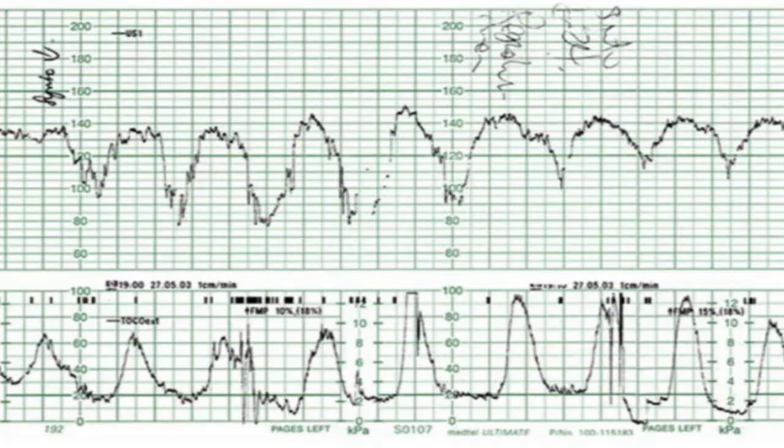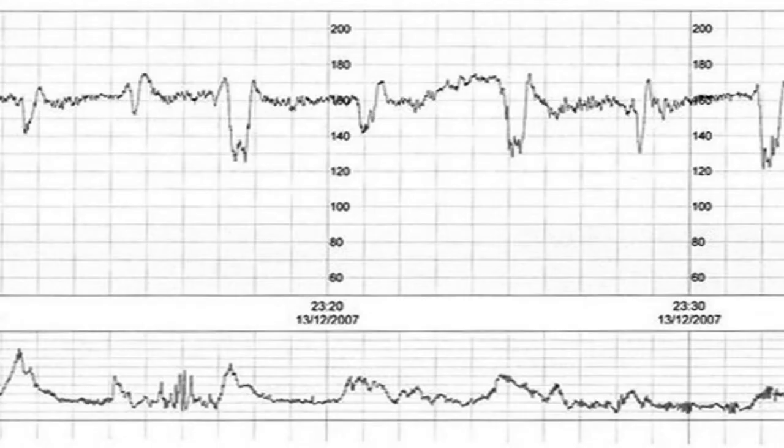And usually it's reassuring and does not indicate any abnormality in the baby. We have late deceleration, which starts after the end of the contractions. And we have variable decelerations. Variable decelerations are not related to the contractions. And usually late decelerations and variable decelerations are caused by hypoxia and acidosis of the baby.